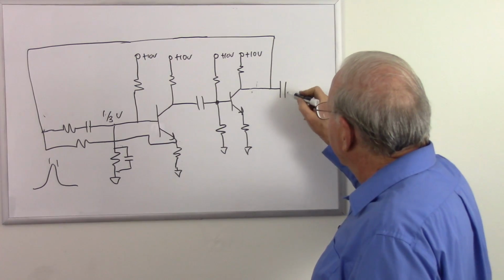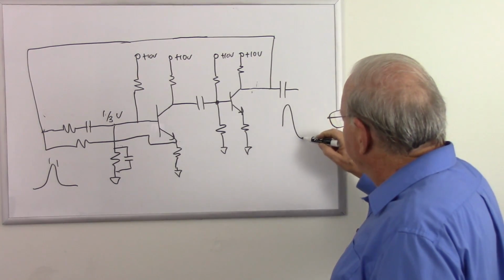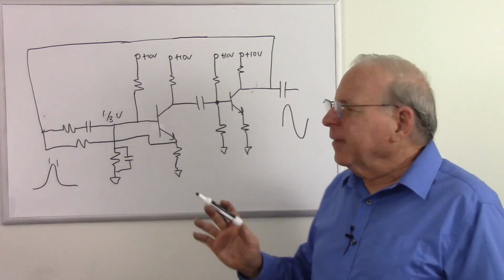So out here, we'll put a coupling capacitor there. We're going to get something that approximates a sine wave. It's not going to be perfect, but it's going to be pretty close.